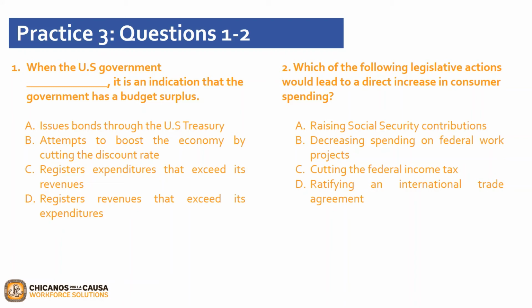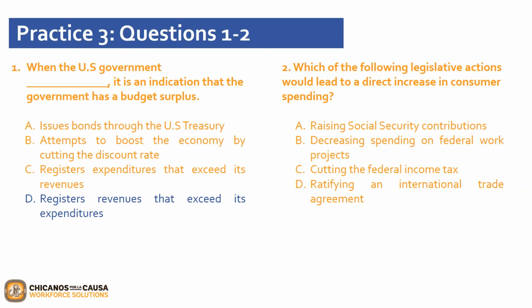So we see in the question itself, the term budget surplus is mentioned, which indicates that elected leaders may have either spent the additional funds or cut taxes, leaving funds left over. So again, we're looking for an answer that indicates that there is money left over. Or another way to look at it is that in a budget surplus, there is money left over after paying off any expenditures. Looking at our answers available, we can see that the only answer that aligns with this is D, registers revenues that exceed its expenditures.